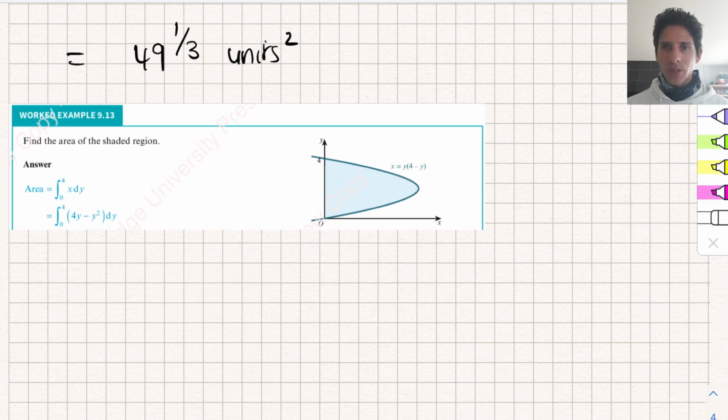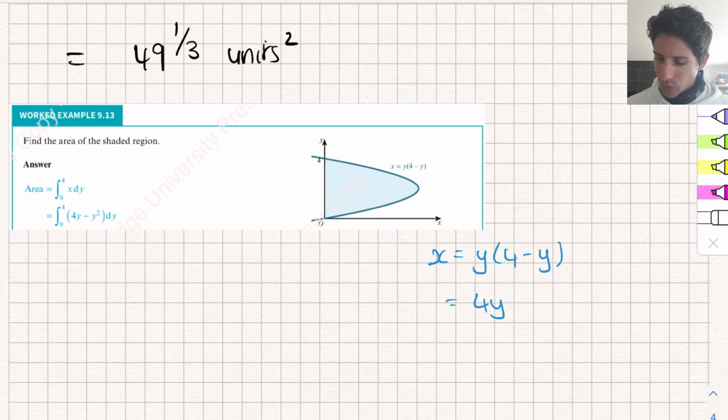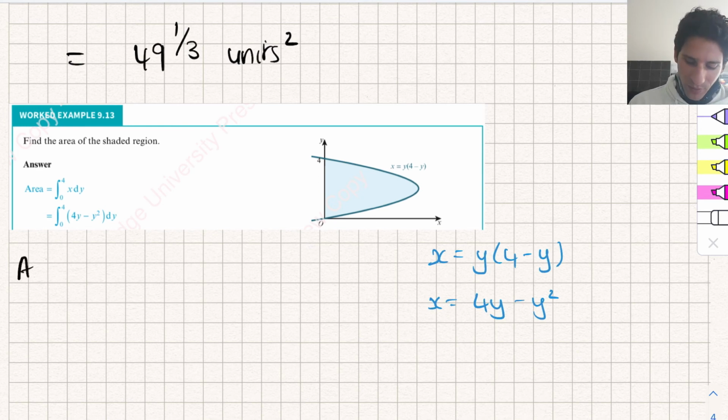Now, if this equation was y equal to something, we would have had to change it into x equal to something. I'm going to do that off on the side here, because we can't do anything with this as it is. We're just going to change this into something we can work with. This is going to be 4y minus y squared. That's my equation, right?